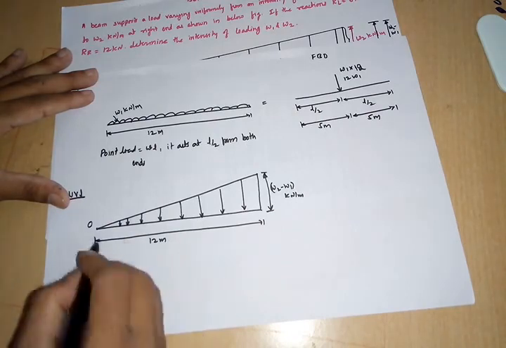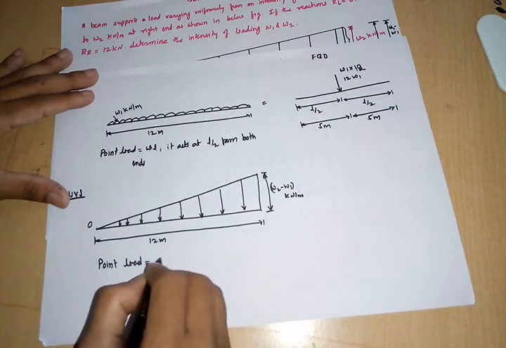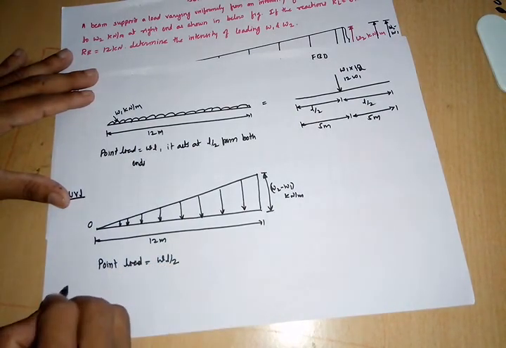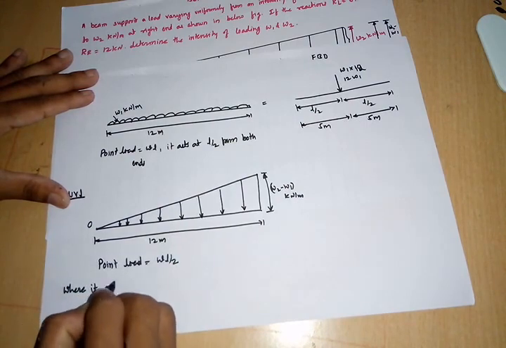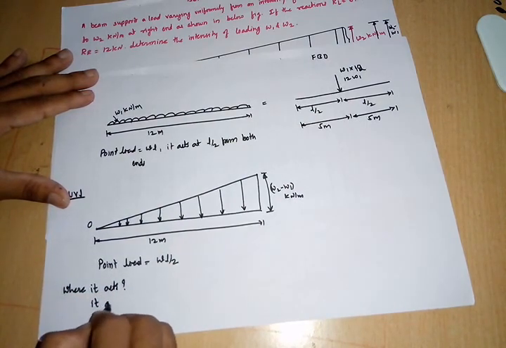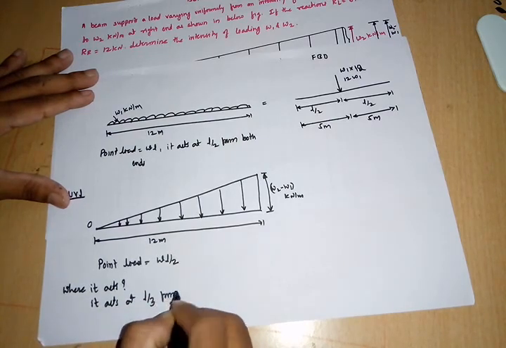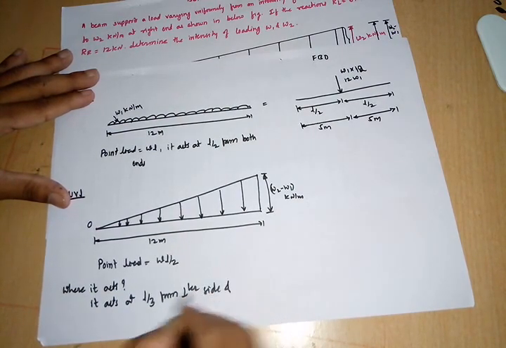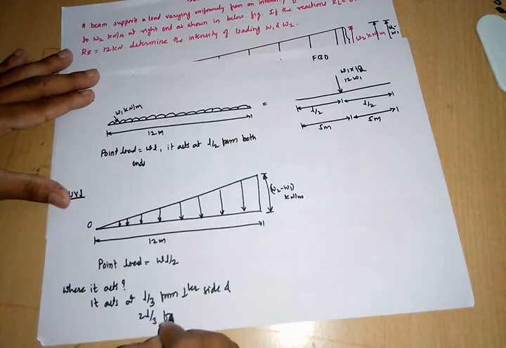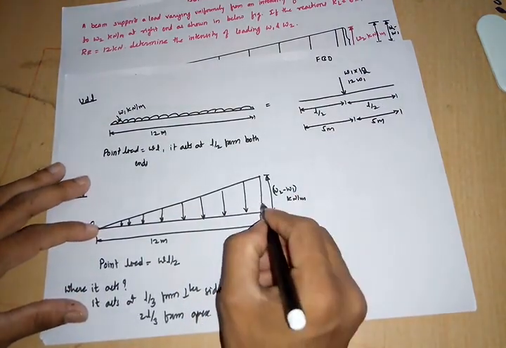Now again I have to convert this into a point load. The point load is equal to WL by 2. Then where does it act? At L by 3 from the perpendicular side and 2L by 3 from the apex. For this triangle, this is the apex and this one is the perpendicular side.